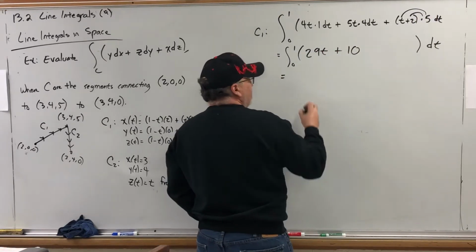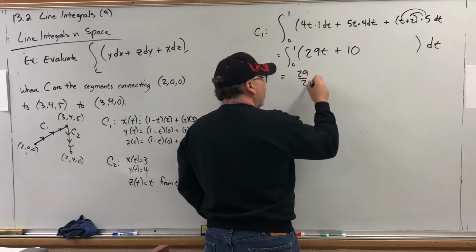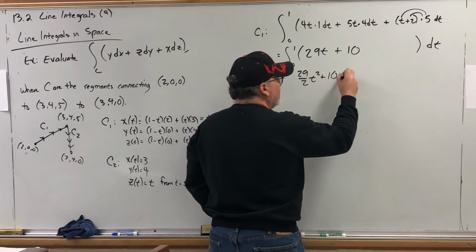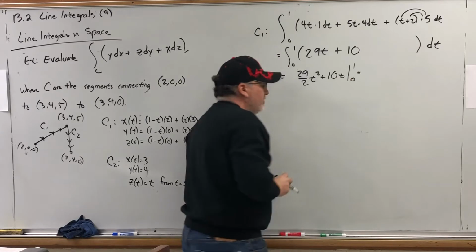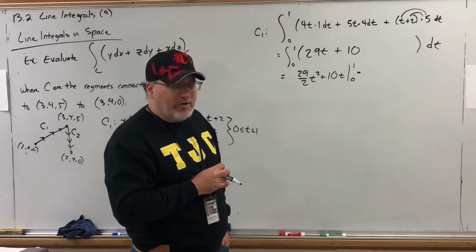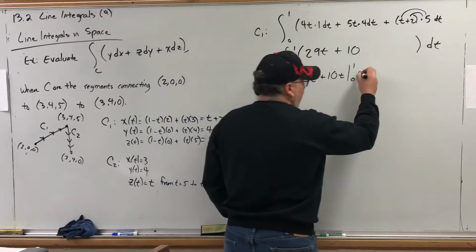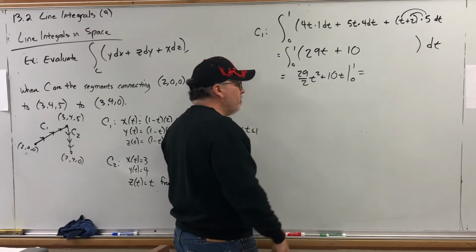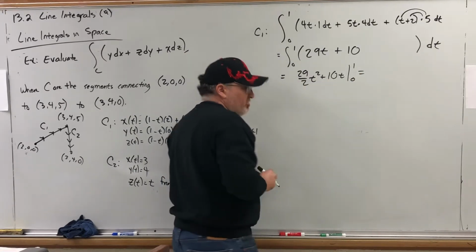Well, this is pretty easy. 29 halves t squared plus 10t from 0 to 1. The 0 annihilates the antiderivative. That's actually a correct word mathematically. And so we just have to substitute the 1. We'll get 29 halves plus 10.